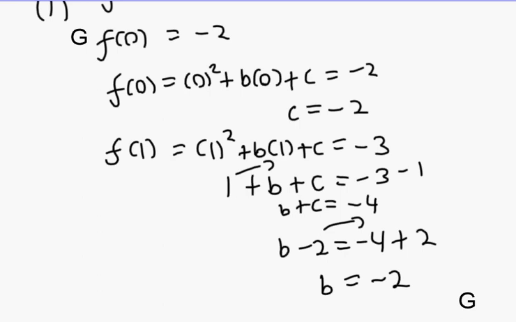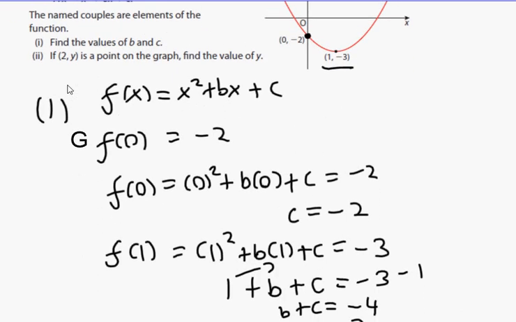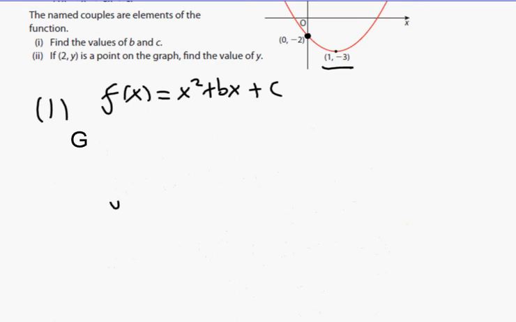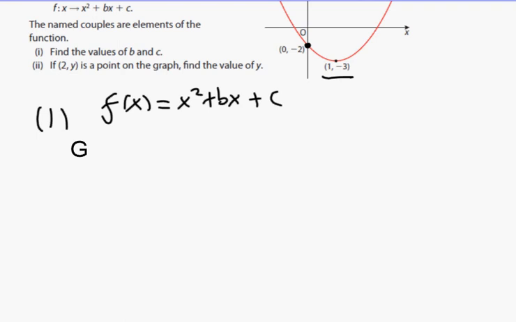Okay, never mind. Okay, 2, y is a point on the graph. Find the value of y. So, what does that mean, 2, y? Can anybody tell me what it means? Huh? The input is 2. And we want to find out what the output is, okay? So, this function changes to what? F of x equals x squared minus 2x minus 2. How do we know that? B is minus 2 and c is minus 2.